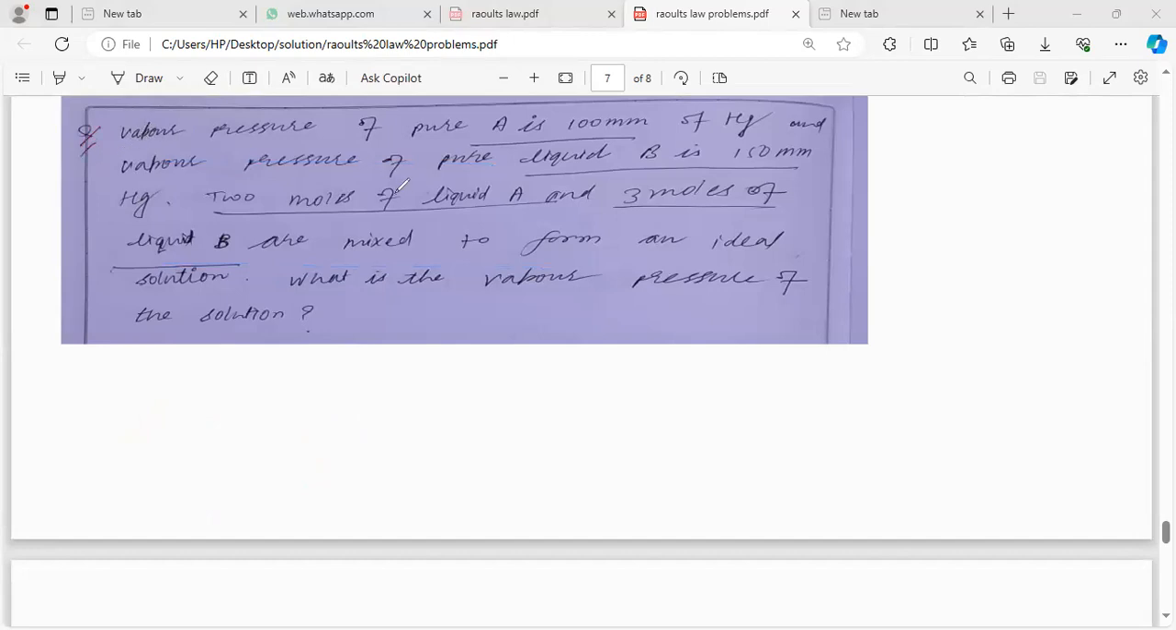Can you try this? Yes, sir. Vapor pressure of pure A is 100 mmHg and vapor pressure of pure B is 50 mmHg. 2 moles of A and 3 moles of liquid B are mixed to form an ideal solution. What is the vapor pressure of the solution? Should I do? No, sir, I can do. Same problem only.